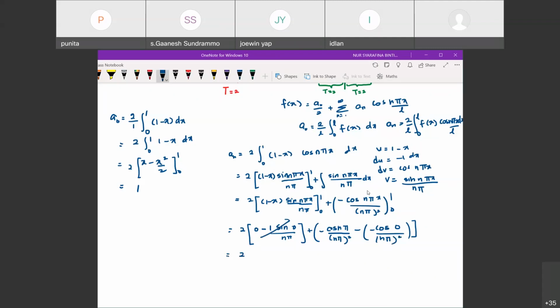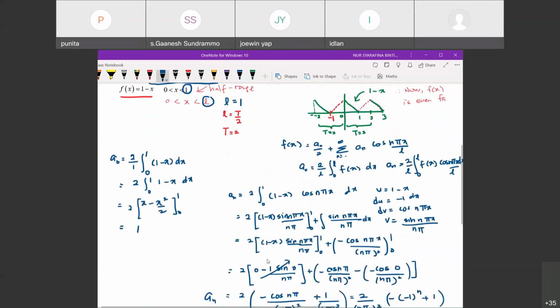This is 0, negative cos n pi. Cos n pi is... so this is your a n.